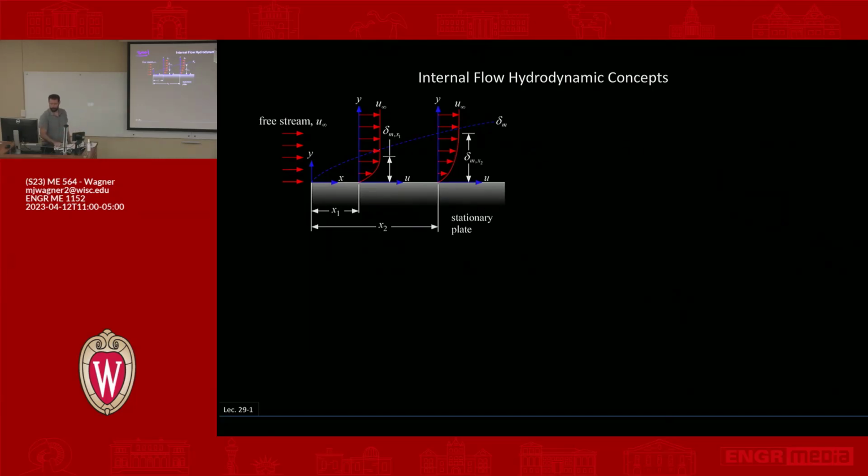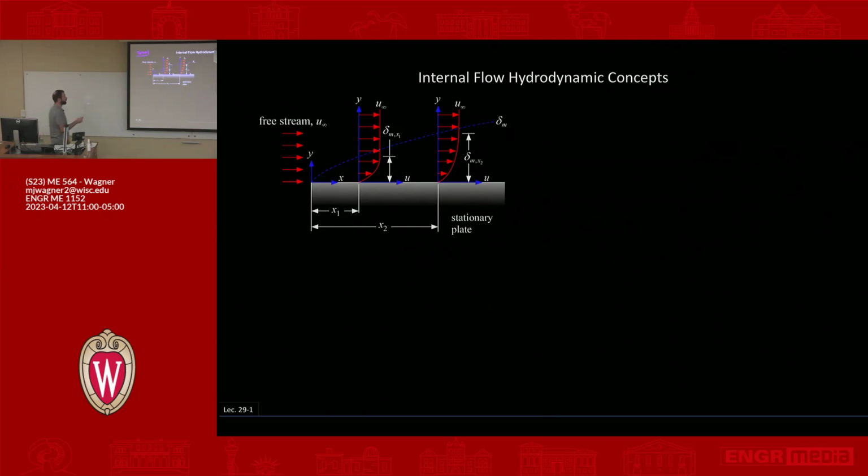Today we're going to talk about internal flow. In our convection discussion so far, for the most part, we have talked about external flow. So we'll talk about what internal flow is, and then some things we need to change in our modeling approach to deal with internal flow.